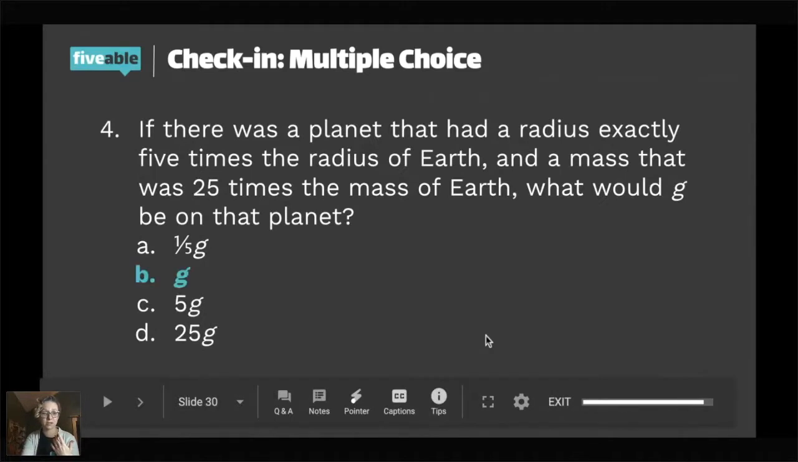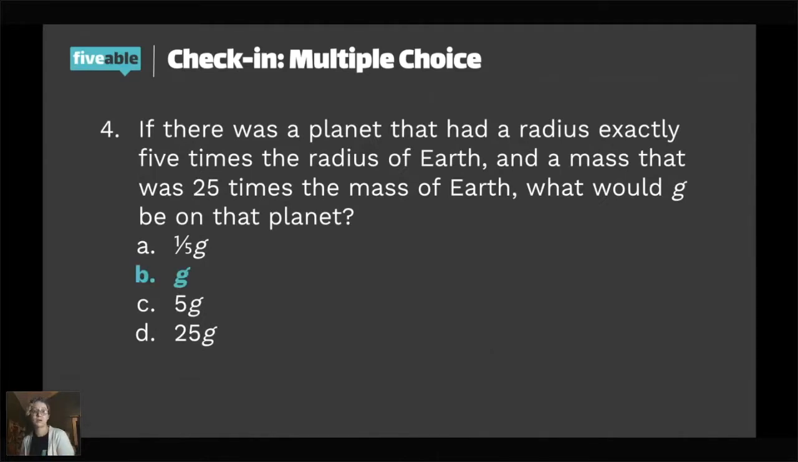The answer turns out to just be g. So the effect of the change in the radius and the change in the mass just cancel each other out. And so g on that particular planet would also be 9.8 meters per second squared.